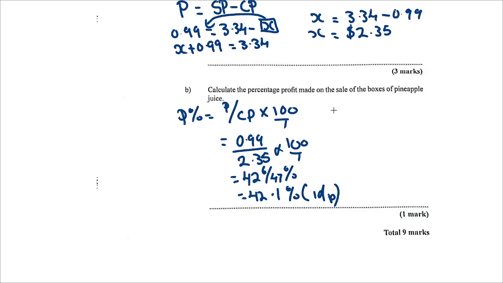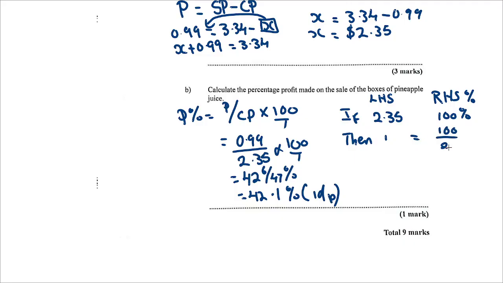The next way, which I usually teach my students, is we do percentage change. Your original price, or your original percentage, is always 100. So if we're trying to find percentage, right? We have left hand side, right hand side. Right hand side is what you're trying to find. You're trying to find percent. We know that your original price, which is your cost price, that is before any sale, is 100. So you're going to say if $2.35 is 100%, then 1 would be 100 divided by 2.35.